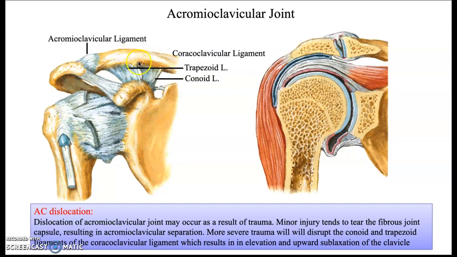If that happens in a severe trauma, if both ligaments are torn, then the clavicle will be pulled up by other muscles, for example the sternocleidomastoid, and the shoulder will drop down because of the weight of the upper limb. That is called shoulder separation. So, I think that's all I have to say about the acromioclavicular joint.